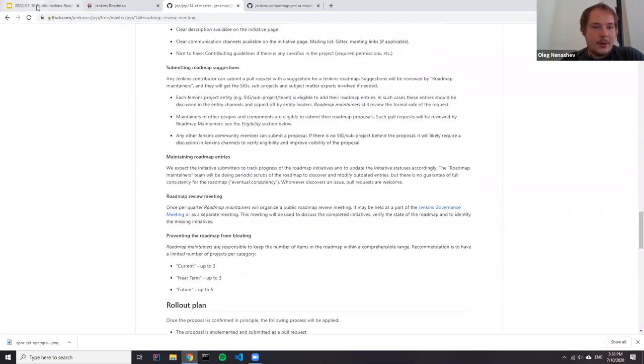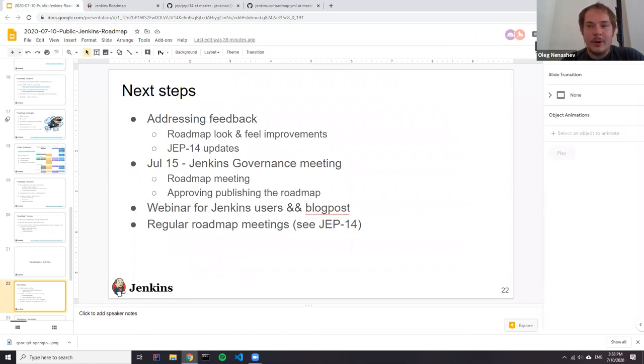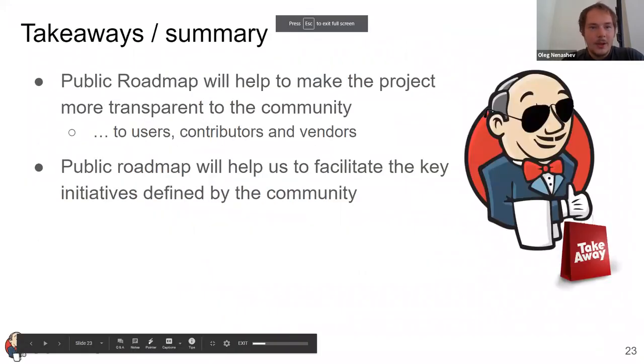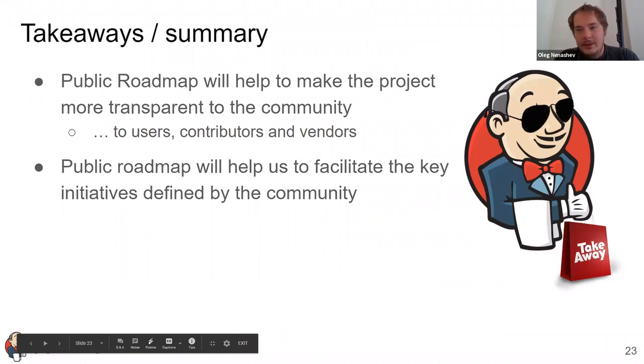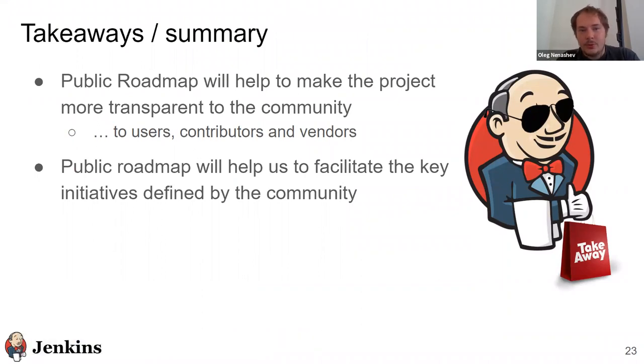Yeah, that's all about process, and hopefully it will help our users. So, two main takeaways about the roadmap. The public roadmap should help all community members to get more insights into the project, how it evolves, what the destinations are, and what initiatives are happening with it. And community members include users, contributors, vendors, adopters, etc. So basically, anybody who uses Jenkins or whose company uses Jenkins can discover where the project goes.